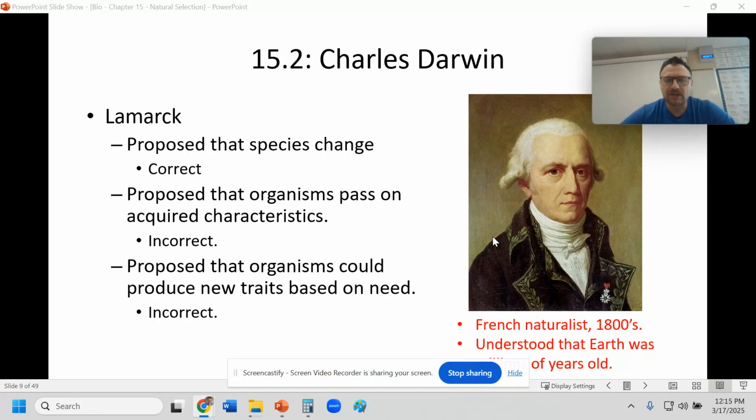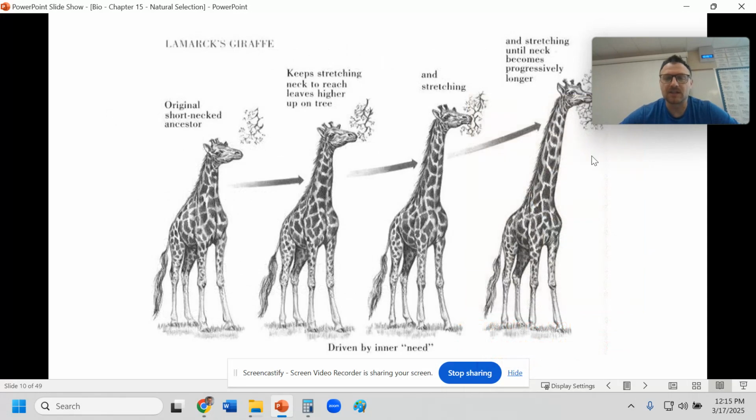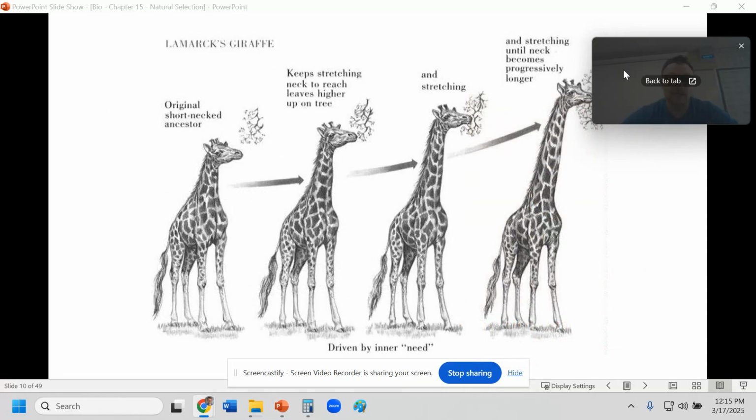He also proposed that organisms could produce a new trait based on a need. Let's say a species needs to get faster, so the organism could just will into existence a new trait. And again, that's not true because you can't change your phenotypes just based on the needs of the environment. So the reason we're talking about Lamarck is he proposed the first testable explanation, but he got it wrong.